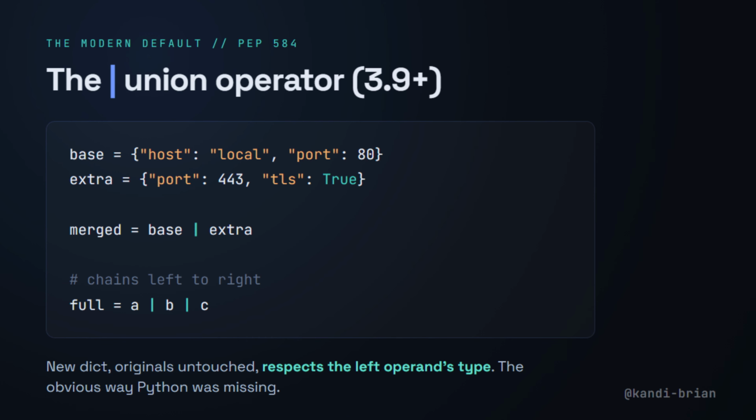And then Python 3.9 gave us PEP 584 and the union operator. merged = base | extra. And it reads like set union. Builds a new dictionary, leaves both sides alone, and right wins. And you can chain it, A | B | C, layers left to right. And unlike unpacking, it respects the left operand's type, so a defaultdict on the left gives you a defaultdict back. This is the obvious way the language was missing. So if you're on 3.9 or newer and you want a new dictionary, this is your default answer.